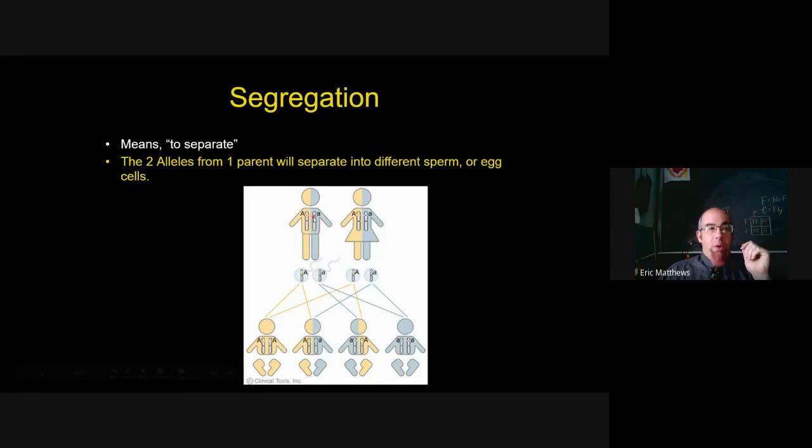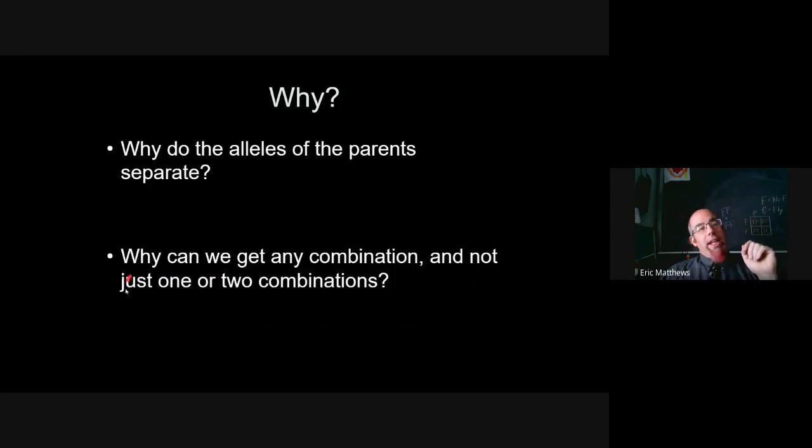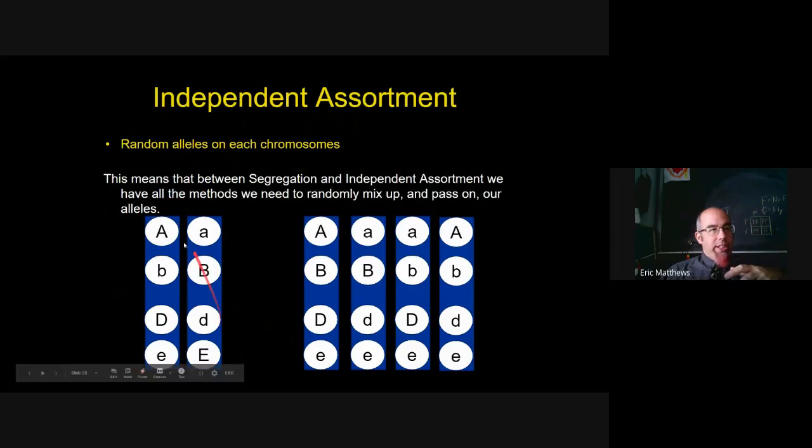So dad is heterozygous, mom is heterozygous. Here you can see the sperm cells and the egg cells. Each one only gets half of the genetic code. Half of 2 is 1. And then the second part, why can we get all of these possible combinations and not just one or two? Like, for instance, if this is my example for my alleles, and I am heterozygous, heterozygous, heterozygous, heterozygous. Why don't my kids get just this set or this set?